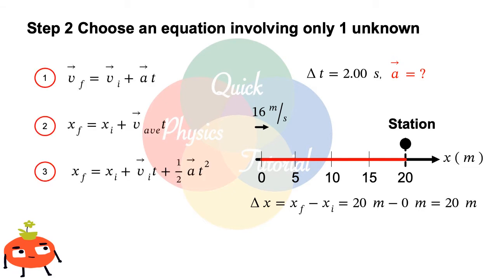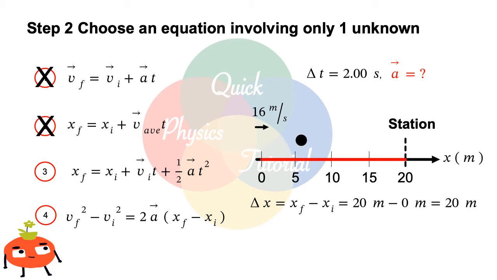Step 2 is to choose an equation involving only one unknown variable. Looking at equation 1, we know that in this equation we have two unknown variables, the final velocity and the acceleration. So we could not use equation 1. Now we proceed to equation 2. Looking at equation 2, we could not use it because there is no acceleration in the equation. Remember that the problem is asking for the train's acceleration. Also, we cannot use equation 4 since it has two unknown variables, v final and acceleration.